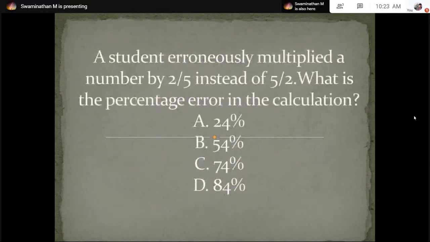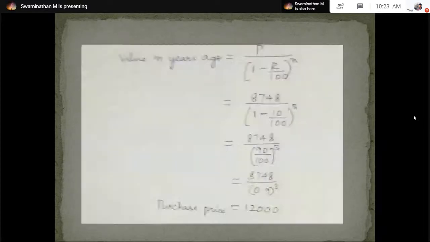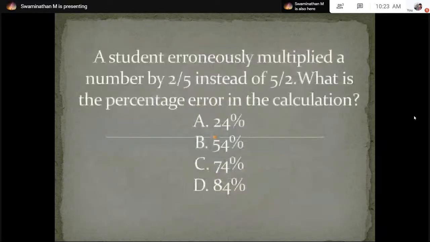There are a few problems for which you cannot find suitable formulas, but you have to understand the question and solve it by yourselves. One of them: a student erroneously multiplied a number by 2 by 5 instead of 5 by 2. What is the percentage error in the calculation? There are many methods to solve this. A few can find the difference directly and find the error percentage.